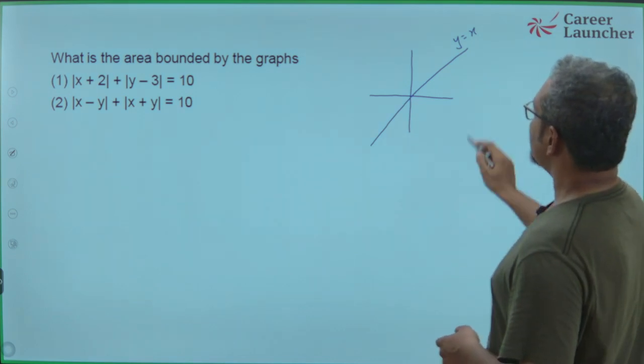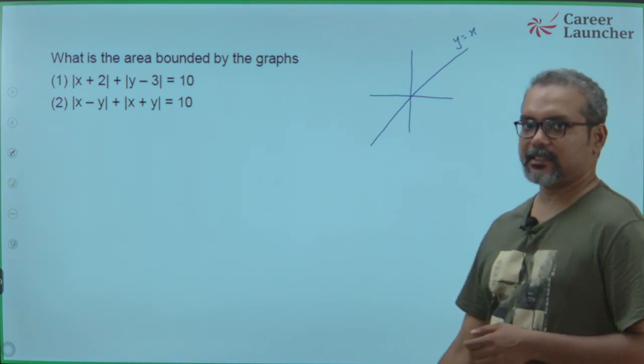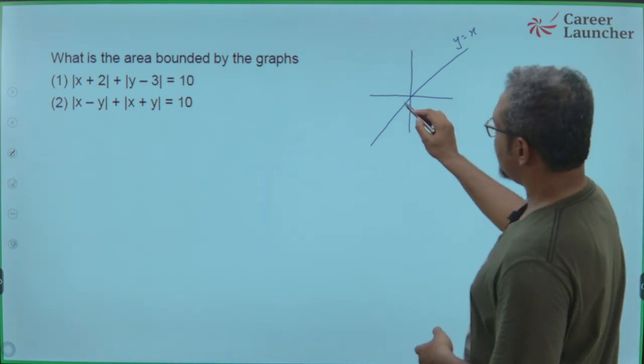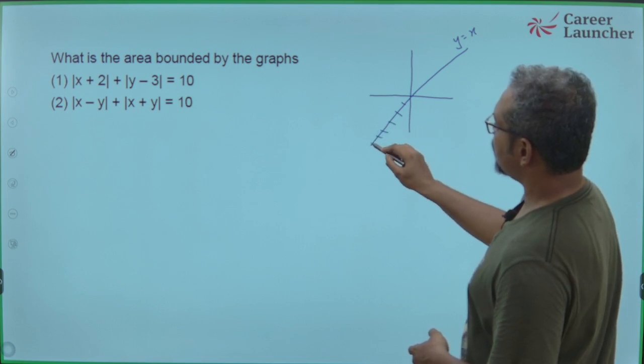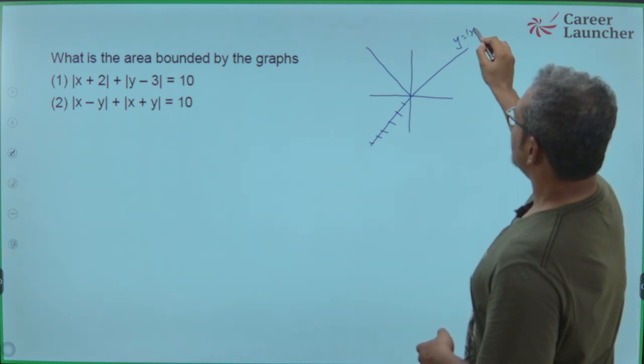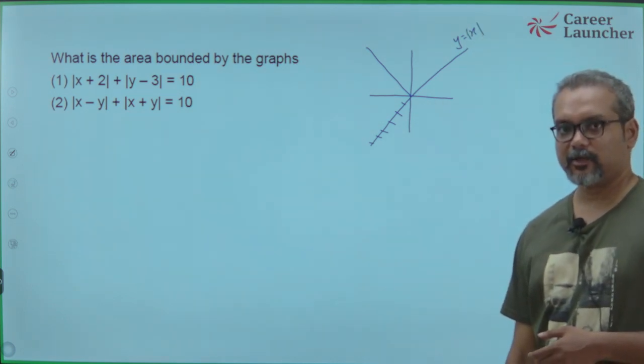So y equal to mod x, what does modulus do? We discussed that, it changes the negatives to positives and keeps the positives intact. So the negative part of the y value graph will shift up. So now it becomes y equal to mod x. This is the graph of y equal to mod x.